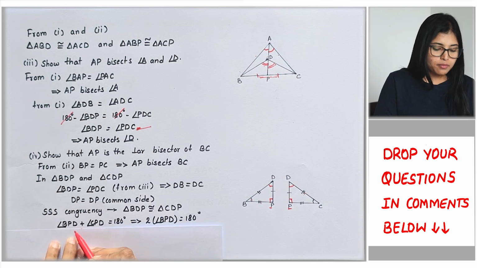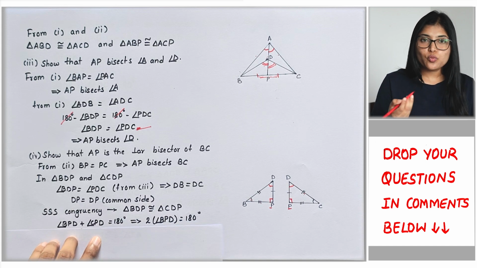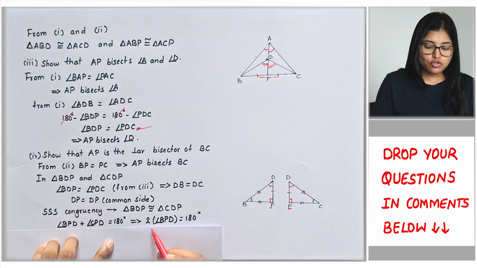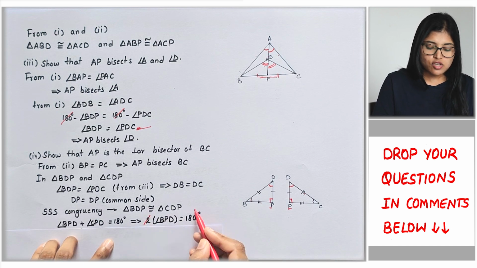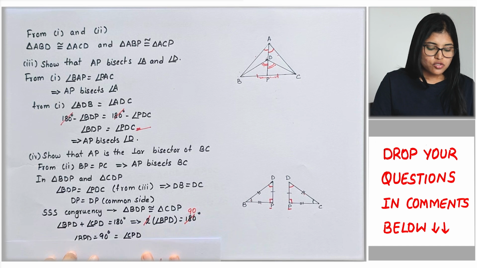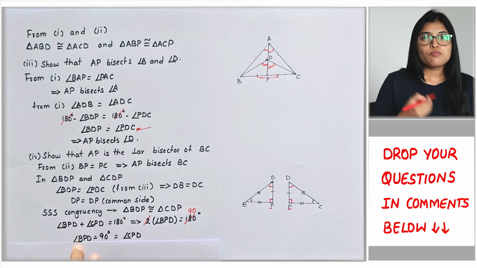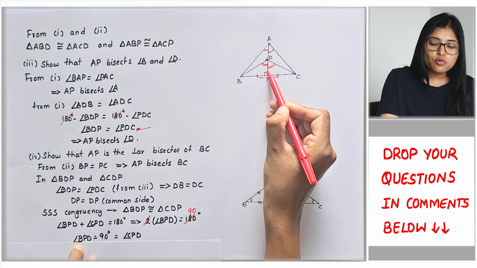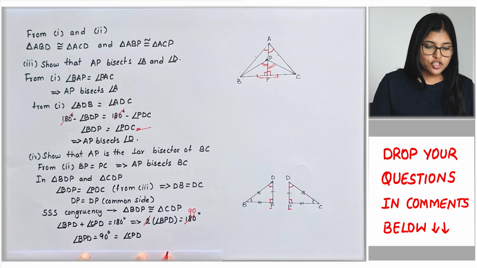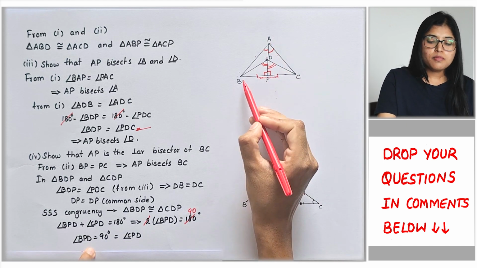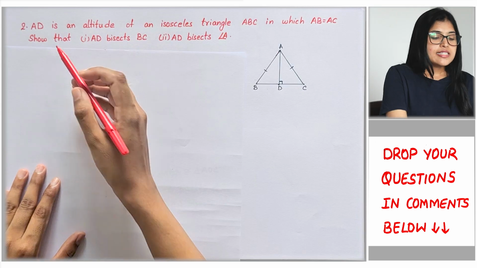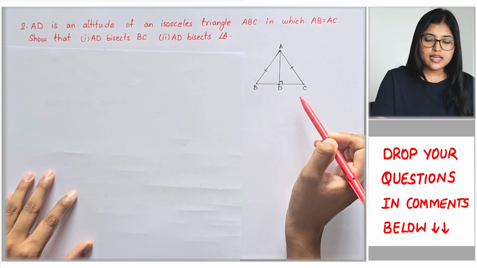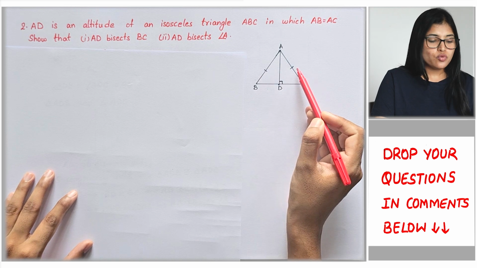Now instead of writing BPD plus CPD, I can write 2 into BPD because angle BPD and CPD are equal. So 2 into angle BPD is 180 degrees. 2 ones are 2, 90s are... So angle BPD is 90 degrees, which is also equal to angle CPD. So these two angles are proven to be 90 degrees each, which means that AP is the perpendicular bisector of BC.